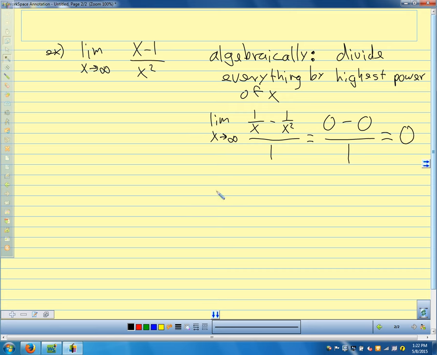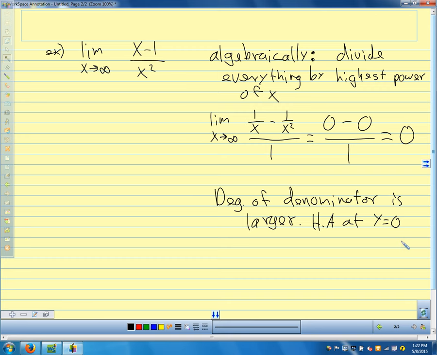Our asymptote rules, the rules that we use for horizontal asymptotes: the degree of the denominator is the largest, or larger. So we had a horizontal asymptote at y equals 0. So when we were working with horizontal asymptotes, we said when the degree of the denominator is the larger, we had a horizontal asymptote at y equals 0. These two are the same.